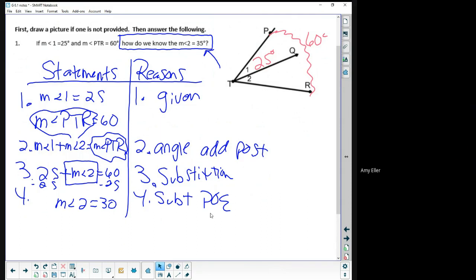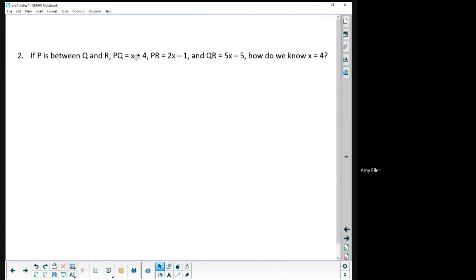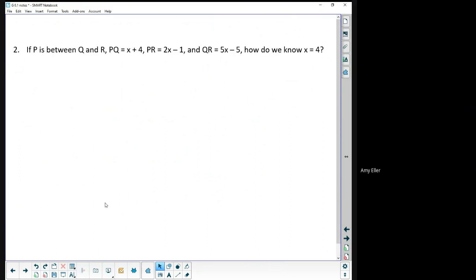Let's look at number 2. If P is between Q and R, blank and blank and blank, how do we know X equals 4? Let's box in, how do we know X equals 4? We are not going to write about 4 till the end. Please, on your own, draw a picture.